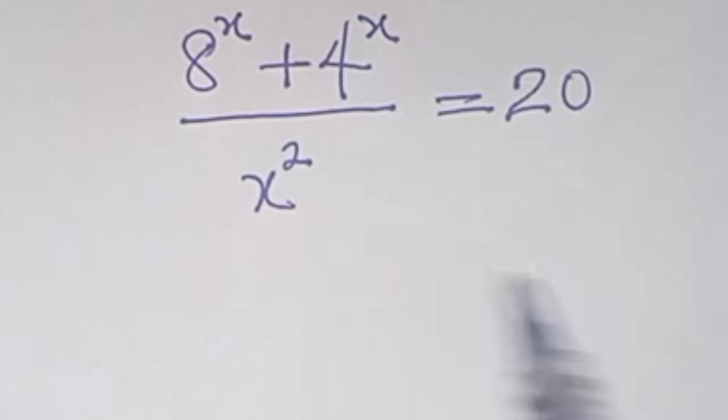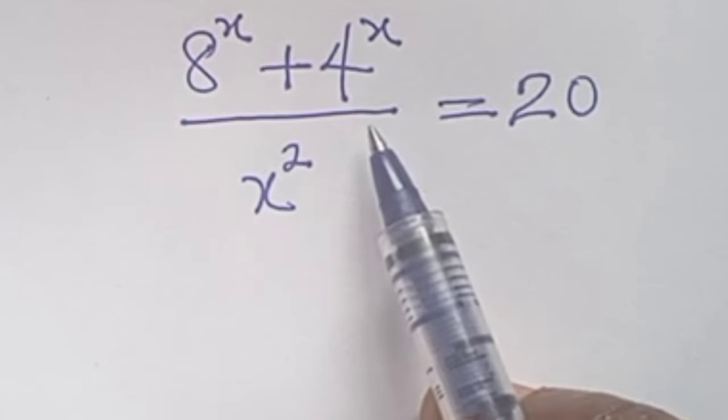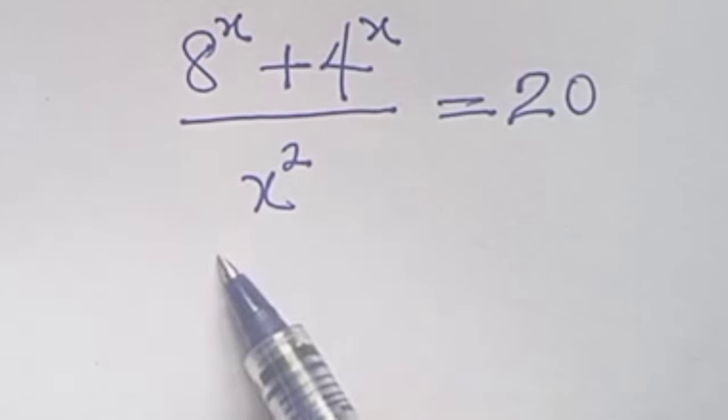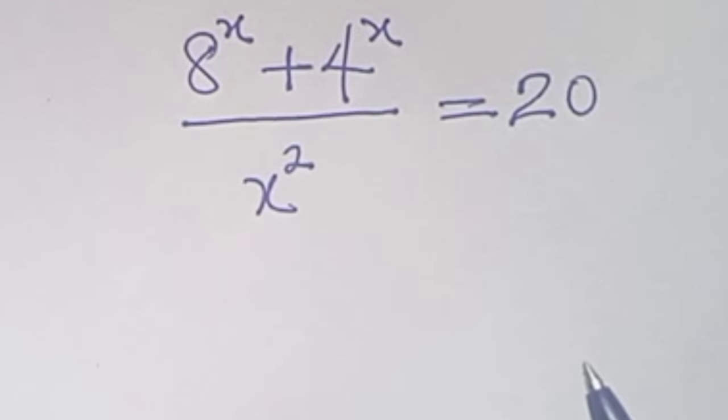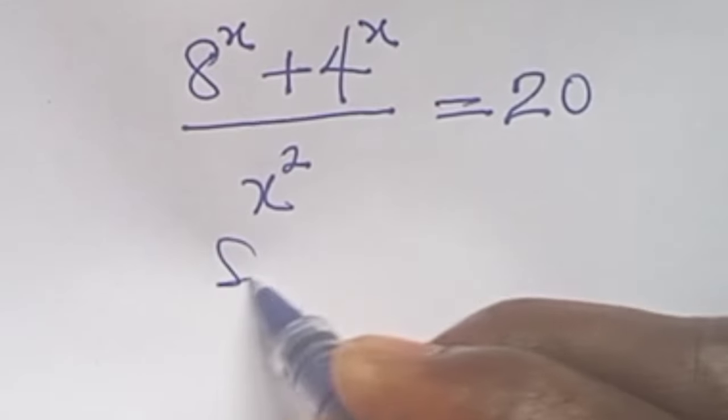Hello everyone, today we have 8 to the power of x plus 4 to the power of x, all over x to the power of 2, all equals to 20. So we're going to solve it together. Let's seek the solution.